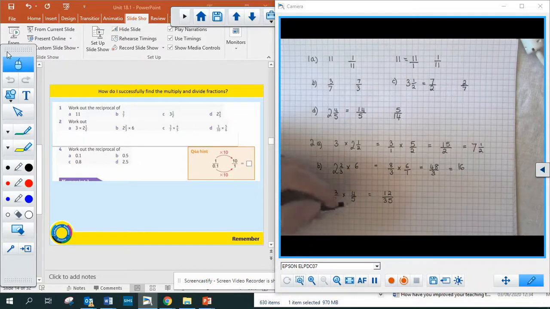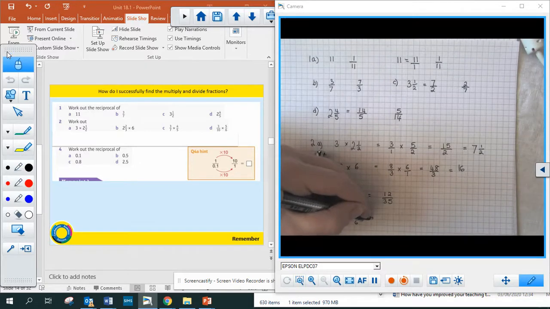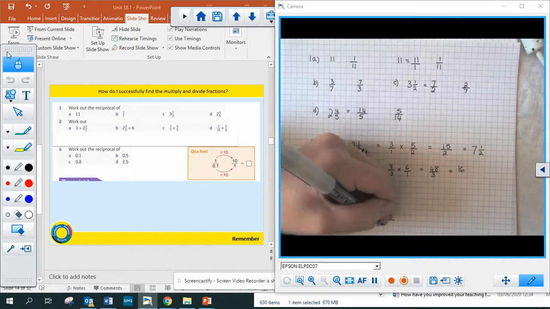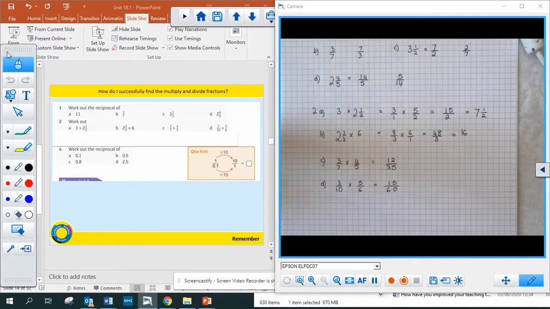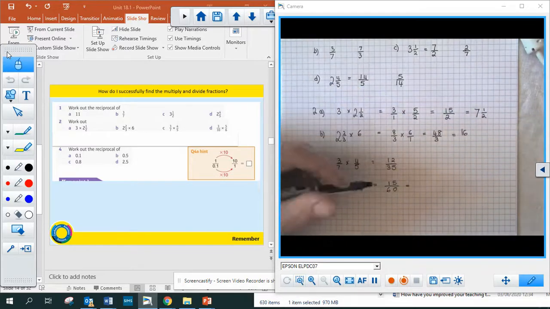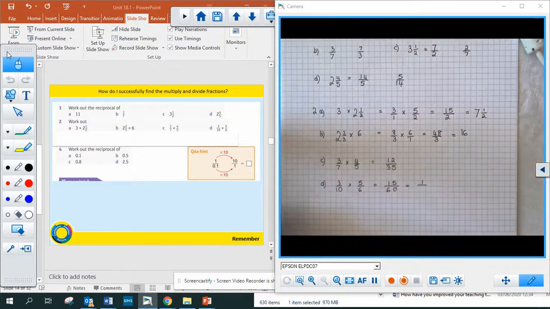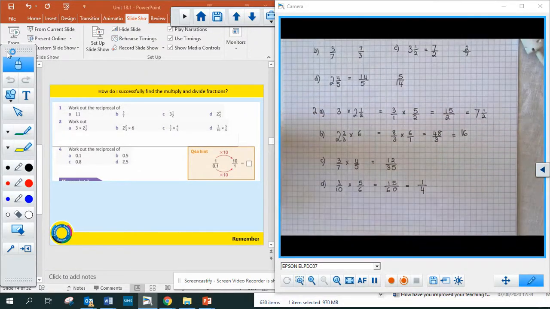D, 3/10 multiplied by 5/6. 3 times 5 is 15. 6 times 10 is 60. Okay, and you could have simplified that one. They're both divisible by 15, in fact. So 15 divided by 15 is 1. 60 divided by 15 is 4. Okay, so a quarter would have been your final answer. But if you only got to that point, that's great. Okay, still mark yourself right.